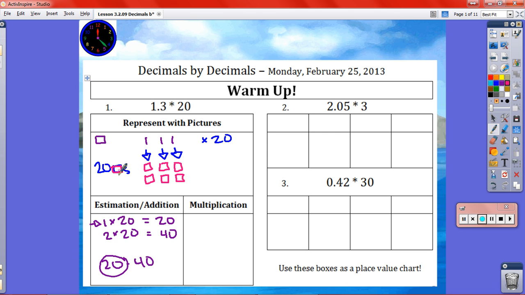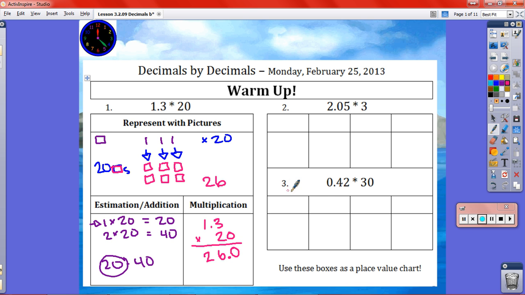So what I end up with is the 20 wholes from here, plus these 6 is 26 wholes, which is between 20 and 40, but closer to 20, so it checks out. And then I show my multiplication. That's 1 3/10 times 20. Let me put my 10 down there and multiply. And it can't be 260. That's way too big. It's got to be 26. So that's how I figure out where my decimal goes.